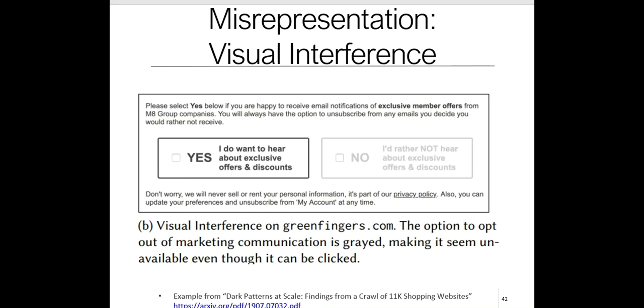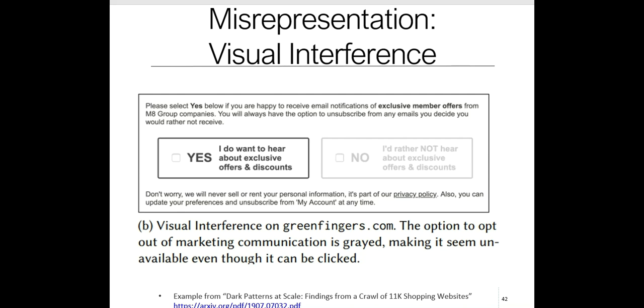Then we have another form of misrepresentation, what's known as visual interference. In this case, what you see here is a visual interference pattern on greenfingers.com. The option to opt out of the marketing communication is grayed out, making it seem unavailable, even though it can in fact be clicked. And this is one example, and you're going to see several examples from a paper called Dark Patterns at Scale: Findings from a Crawl of 11,000 Shopping Websites.